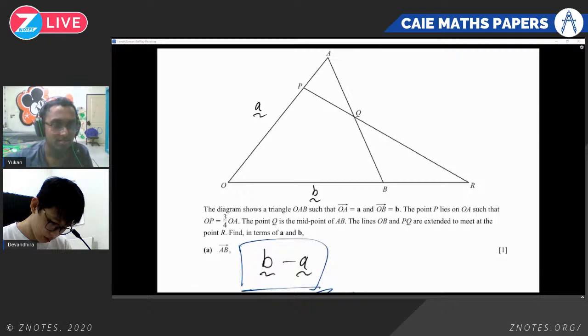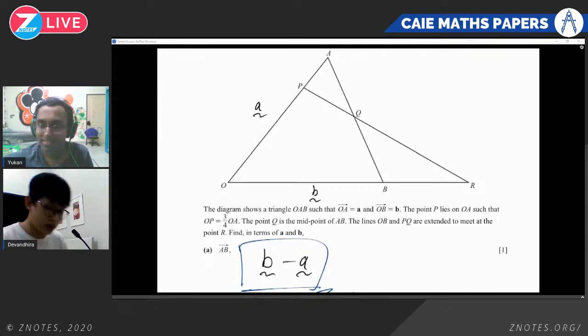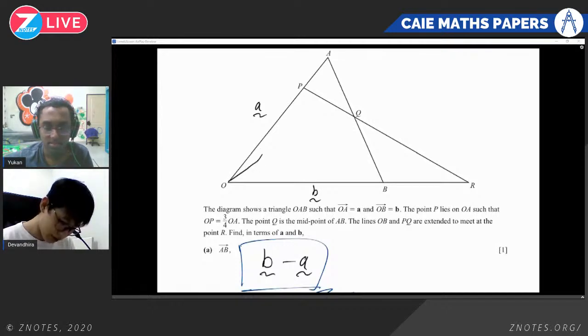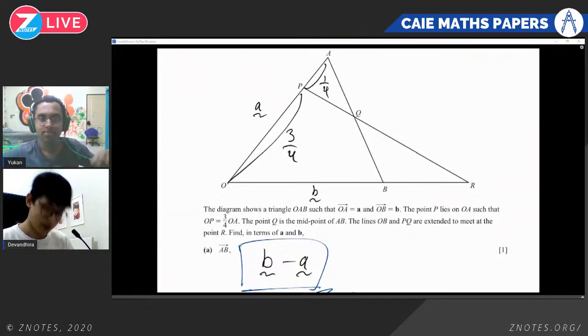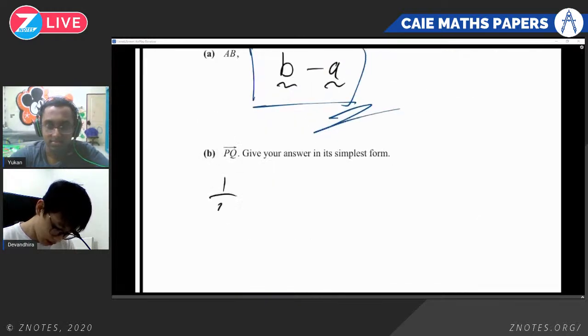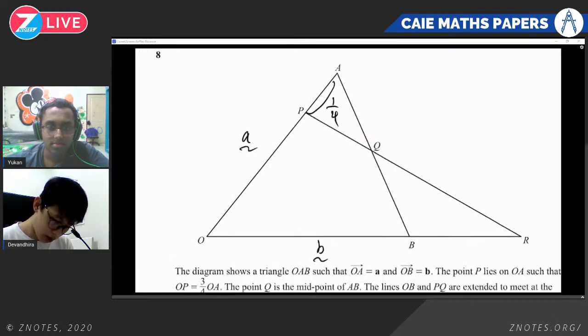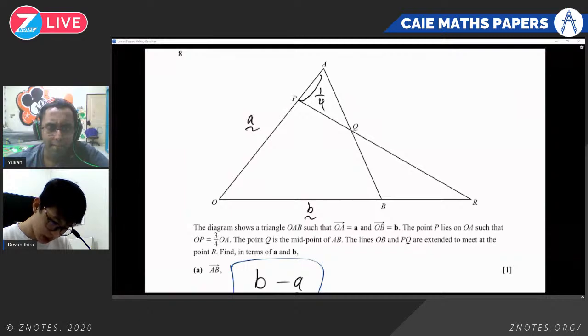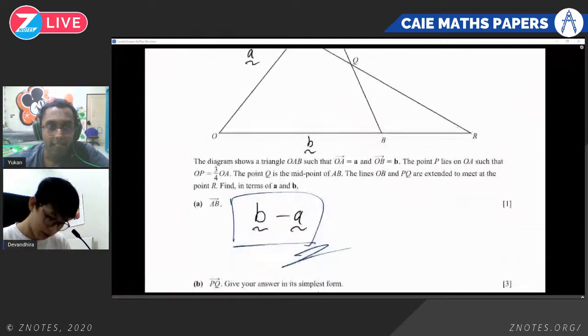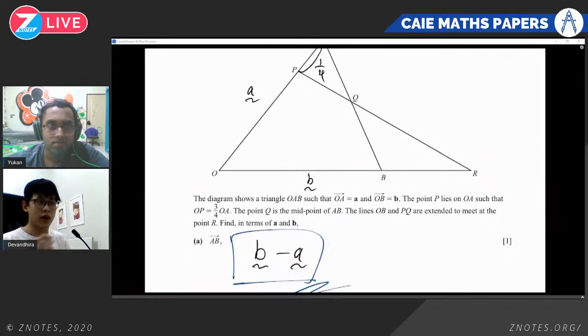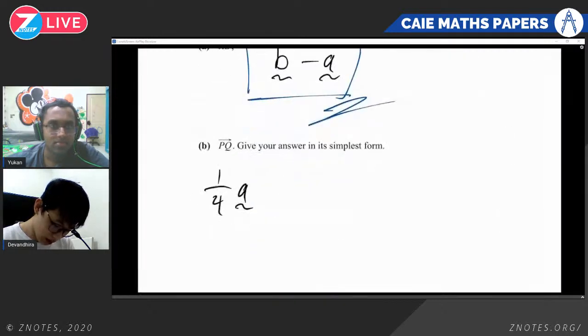So as Yugen said, if this path is 3/4, then the leftover path is just 1/4, correct? All right, so we have 1 over 4 A. That is our PA. And what about our AQ? From the question, it says that Q is the midpoint of AB. We found what AB was. That means we just have to half it, correct? So we just have to add half of B minus A.